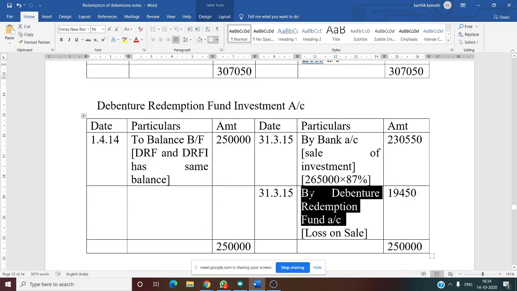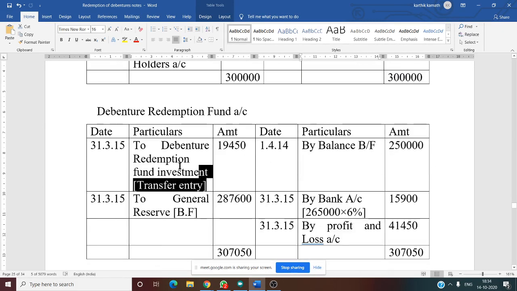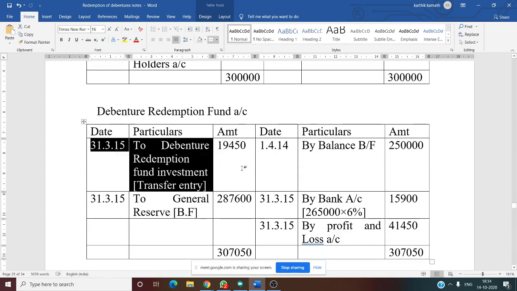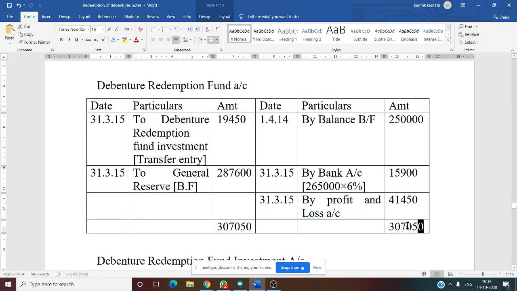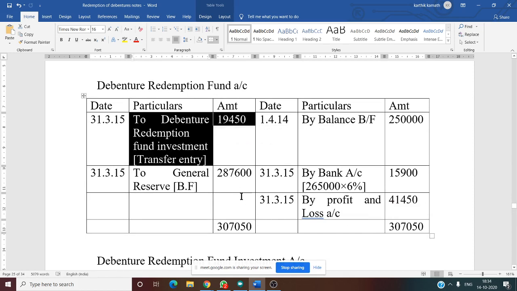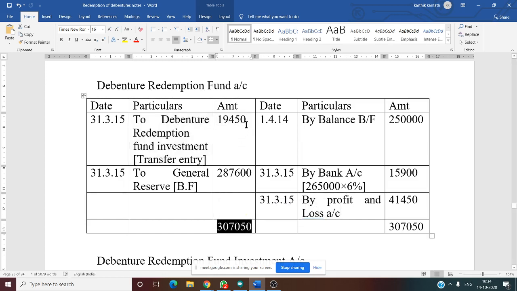By debenture redemption fund, the transfer entry is to debenture redemption fund investment account, 19,450 loss. Now we know the credit side total is 3,07,050, and there is a loss we need to deduct from it. That is 3,07,050 minus 19,450. If you do that, you will get 2,87,600. That is the remaining balance in the debenture redemption fund account.